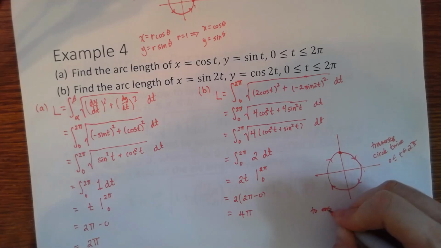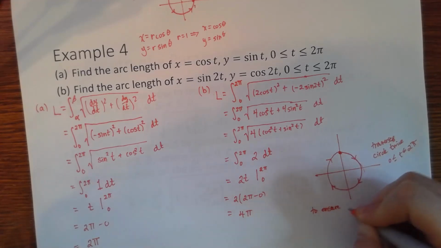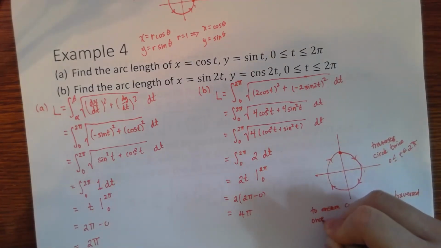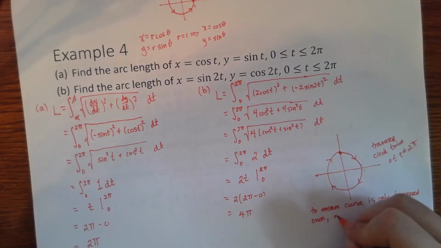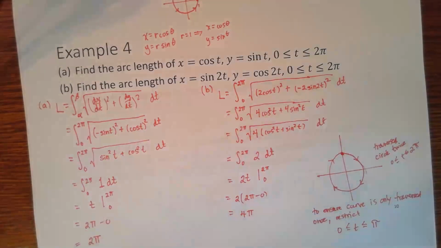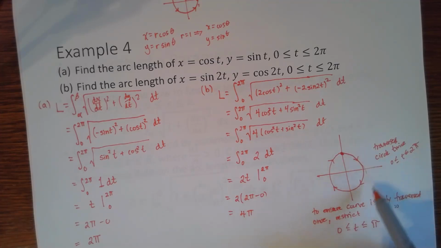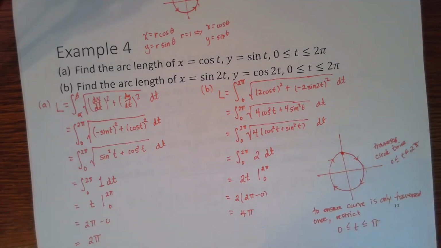So to ensure that the curve is only traversed once, we would need to restrict the parameter to be between 0 and pi. That would give us one iteration. So it goes around once in pi radians, and then another again in another pi radians. It goes around twice in 2 pi radians.